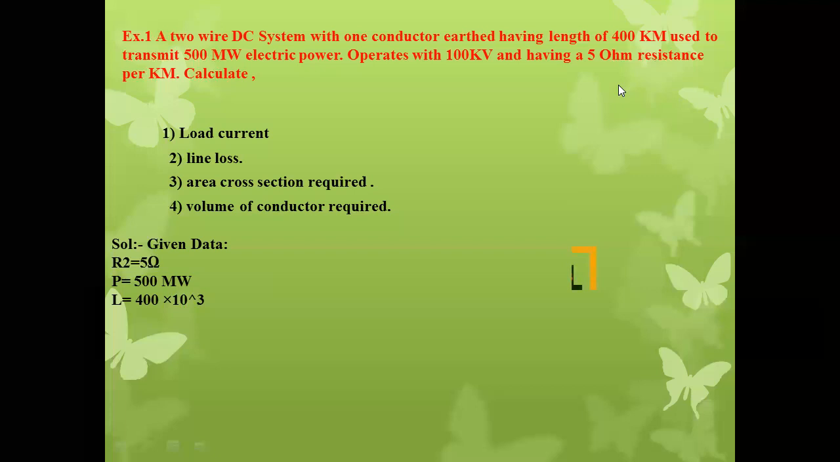So tell me the load current, how much? In the case of a two-wire DC system with one conductor earthed, what is the formula for the load current? I1 is equal to P upon Vm. Vm means the terminal voltage, and P is the power to be transmitted. Just take the ratio of these two terms and we will get the value of the load current. How much is I1?